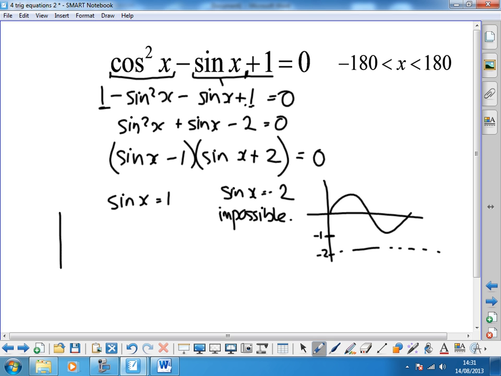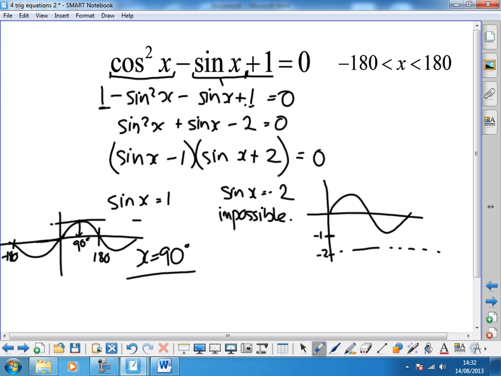This one is where sine x equals 1. Yeah. And we're looking between 180 and -180. Yeah. Always worth looking at where you're looking for solutions. And there's only one still. Yeah. But it might have picked up another one. So that one is at 90. Yeah. So x is 90. Yep. Okay.